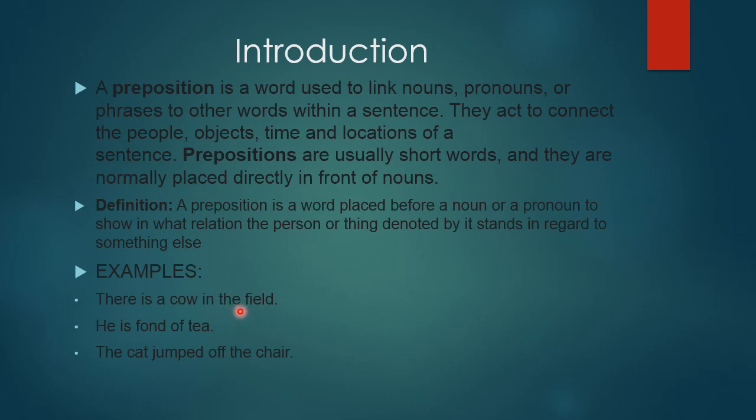Just to make this more clear to you all, I'm going to read one more definition. A preposition is a word placed before a noun or a pronoun to show in what relation the person or thing denoted by it stands in regard to something else. Going to the second example: He is fond of tea. Clear? Example number three: The cat jumped off the chair.